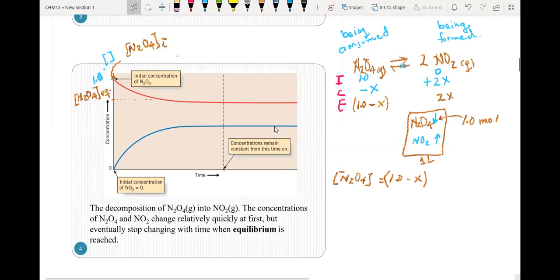All right. So once the equilibrium is reached, the concentrations remain constant. So what concentration is this here? Yes, that will be the equilibrium concentration of NO2. It's very important to identify that.